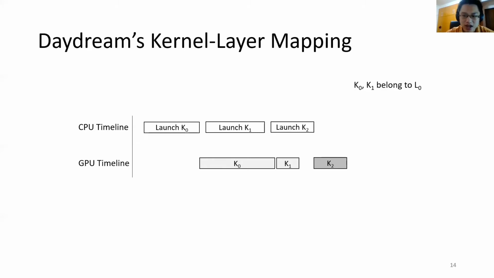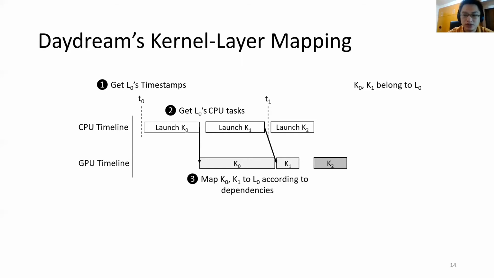Daydream addressed this challenge using a synchronization-free mapping. So let's use this timeline for example. Suppose that K0 and K1 belong to layer 0. We first trace the start and stop timestamps of L0, layer 0, and then get all the CPU tasks that belong to L0. Then, using the dependency information, we can find the GPU kernels launched by L0 and map them to L0 as well.